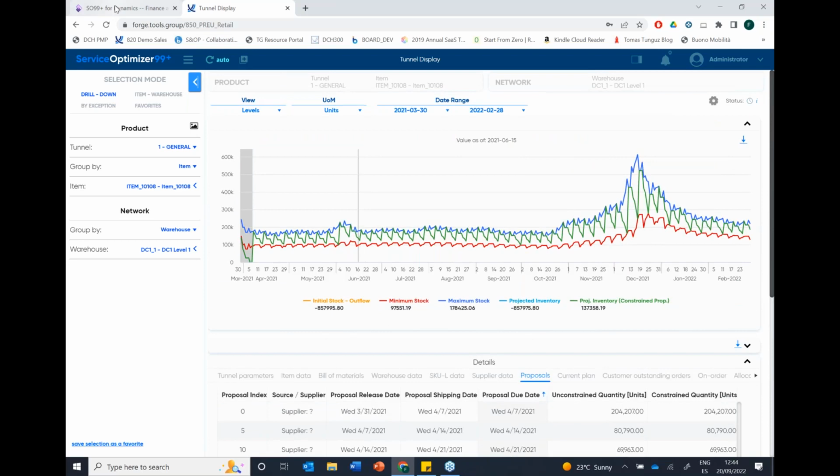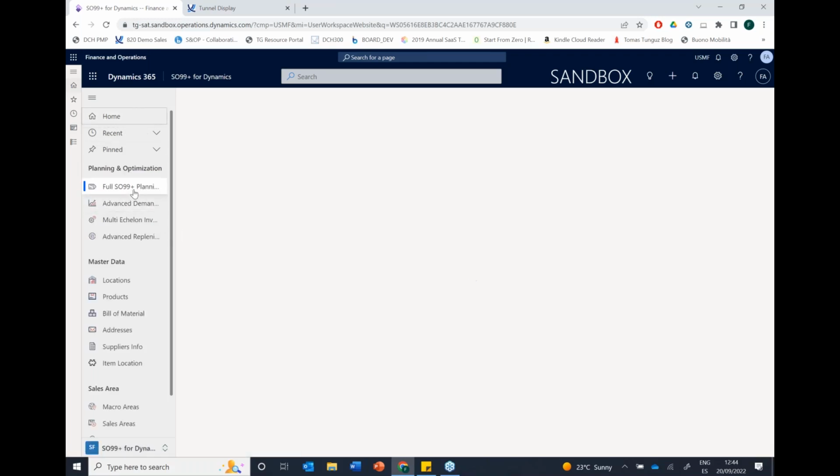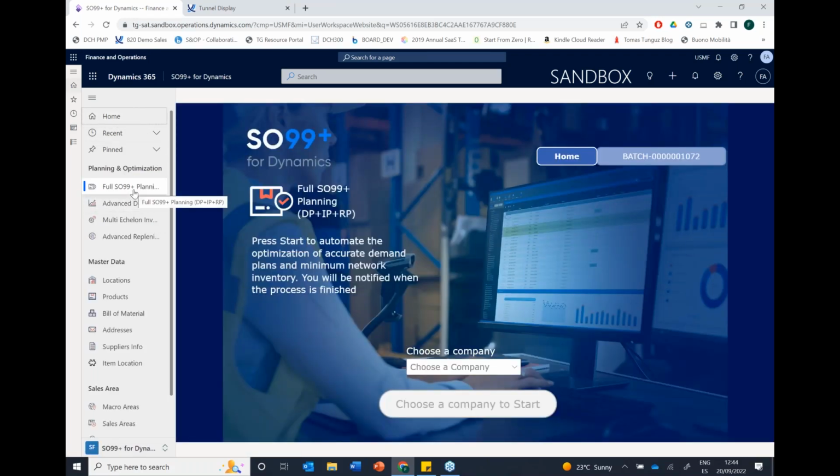Finally, as we move back into the Dynamics interface, we are also able to launch all the processes that are related to planning. Therefore, all the different processes of the different modules that I showed you can be launched directly from this interface, so that you don't need to necessarily enter into the detailed view, but you can launch the calculation of the system automatically.